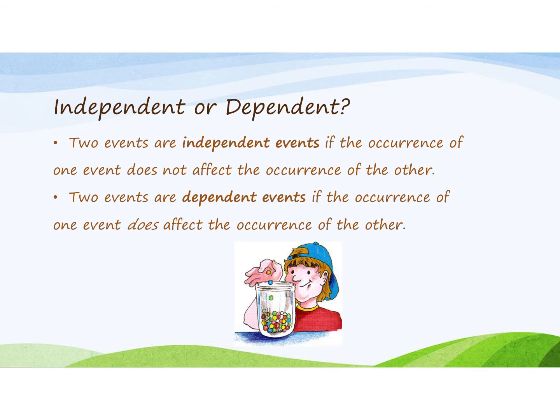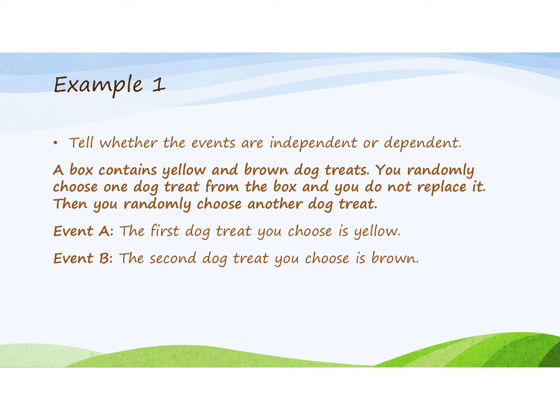So let's look at our first example. Tell whether the events are independent or dependent. A box contains yellow and brown dog treats. You randomly choose one dog treat from the box and you do not replace it. Then you randomly choose another dog treat. After you choose the first dog treat and you get yellow, and then you want to choose a second one to get brown, will the two events be affected if you don't replace the first dog bone? It will change the probability.